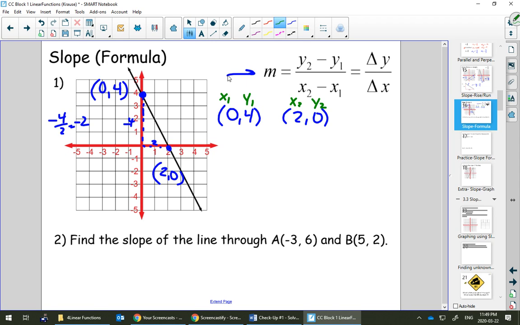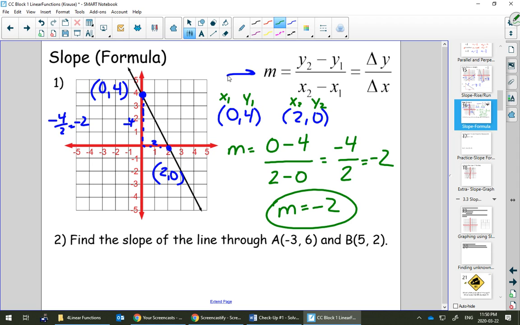So I'm going to take the formula, and I'm going to go y2, which is 0, minus y1, which is 4, all over x2, which is 2, minus x1, which is 0. 0 minus 4 is negative 4, 2 minus 0 is 2, and I get negative 2. So my slope is negative 2.